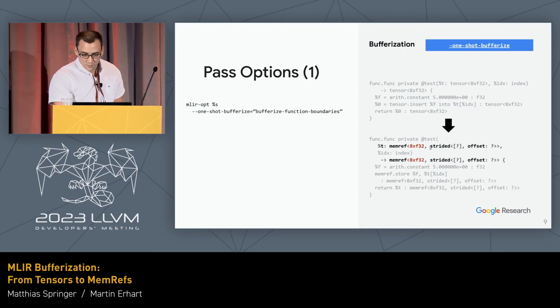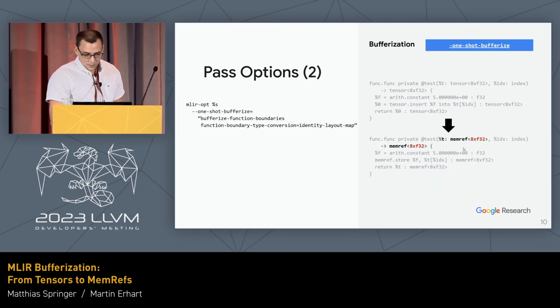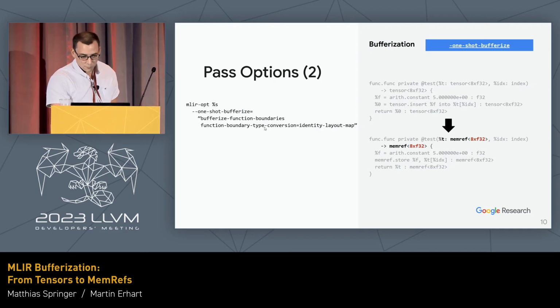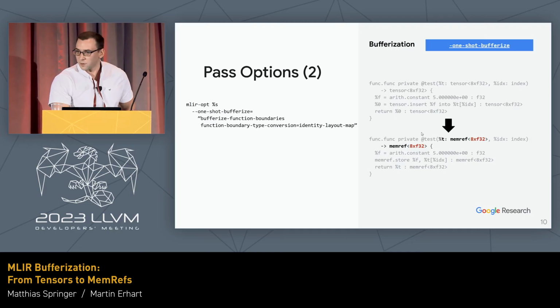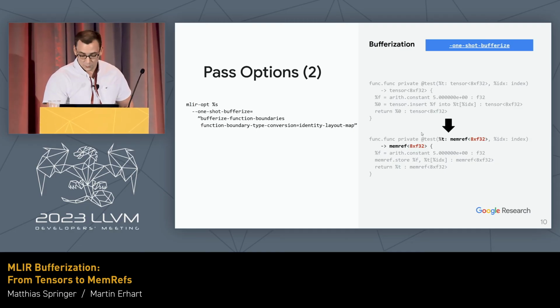Also, you can see that we have these MemRef types with fully dynamic layout maps. If you don't like that, there's a flag for that. You can set it to function boundary type conversion equals identity layout. And now you have very simple MemRef types without a layout map or with the identity layout map.